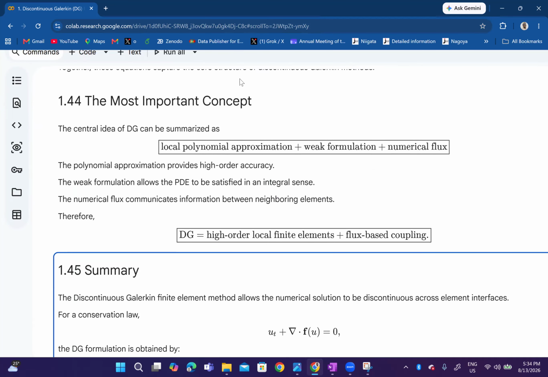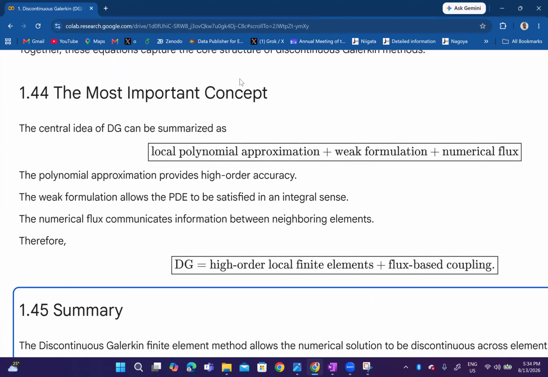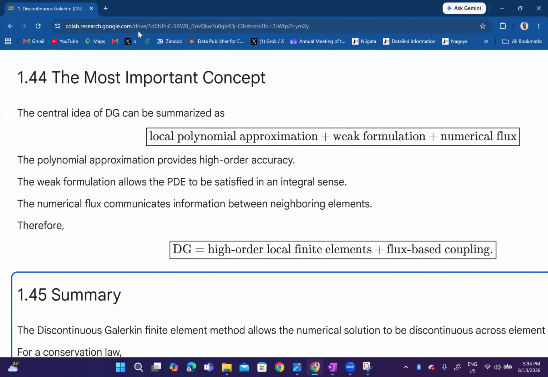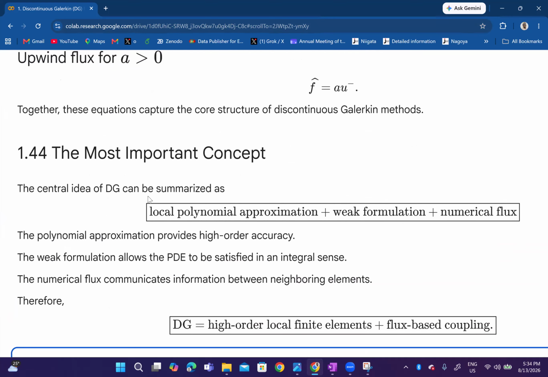So the most important concept in all is this. The central idea of discontinuous Galerkin can be summarized as follows. You have local polynomial approximation plus weak formulation plus numerical flux. The polynomial approximation provides high order accuracy, and the weak formulation allows the PDE to be satisfied in an integral sense. And then the numerical flux communicates information between neighboring elements. Therefore, discontinuous Galerkin is high order local finite elements plus flux-based coupling.